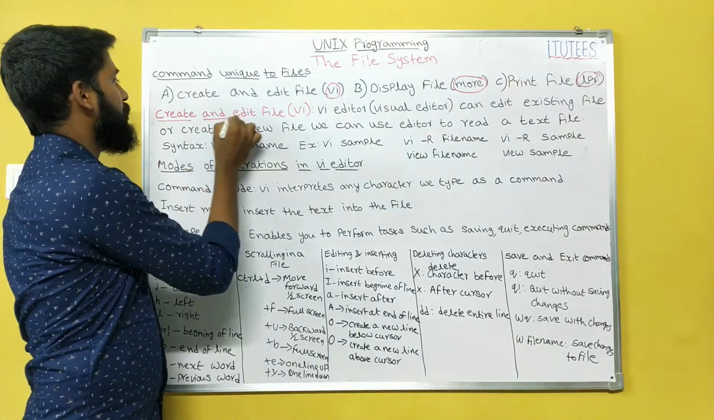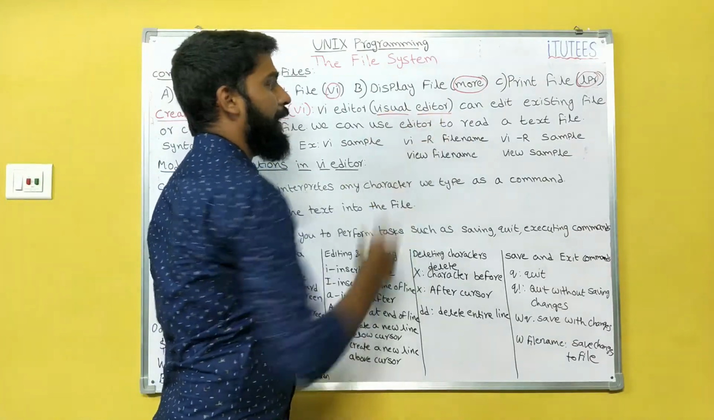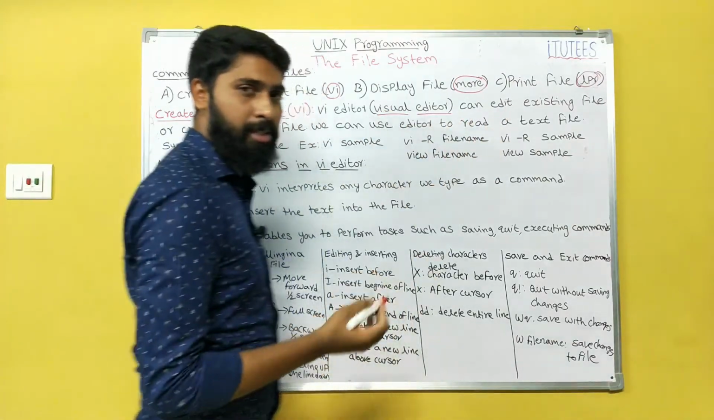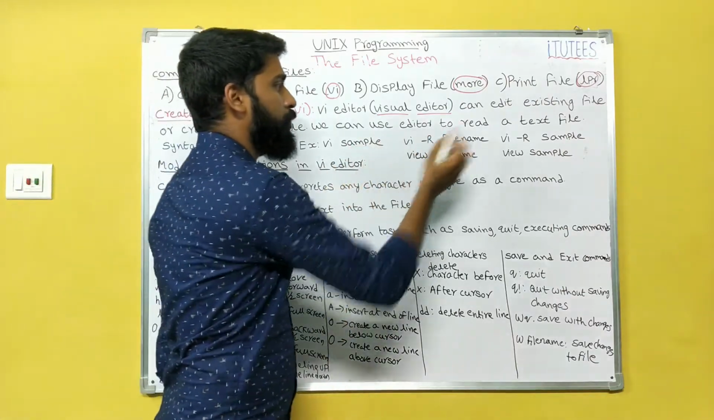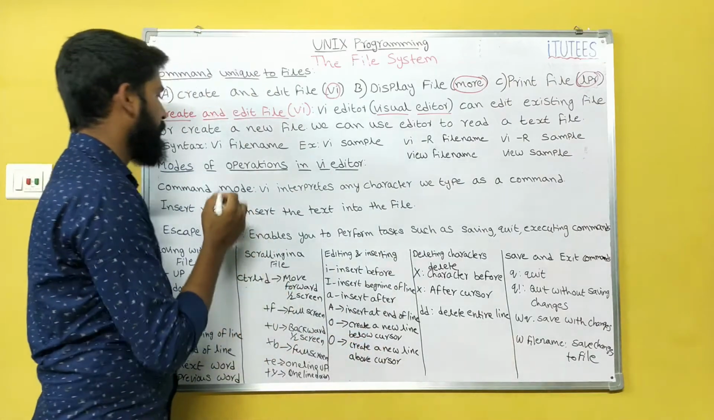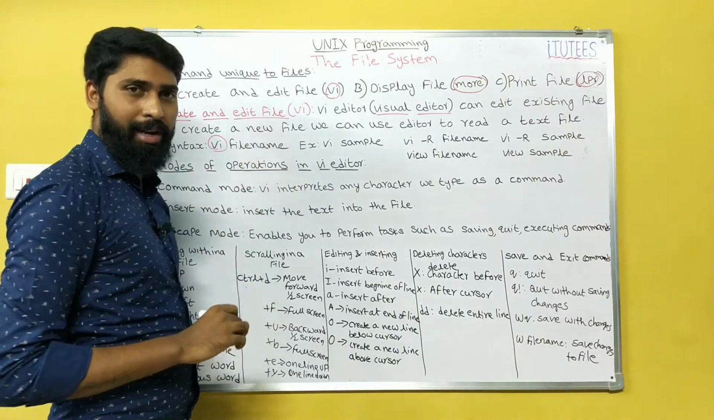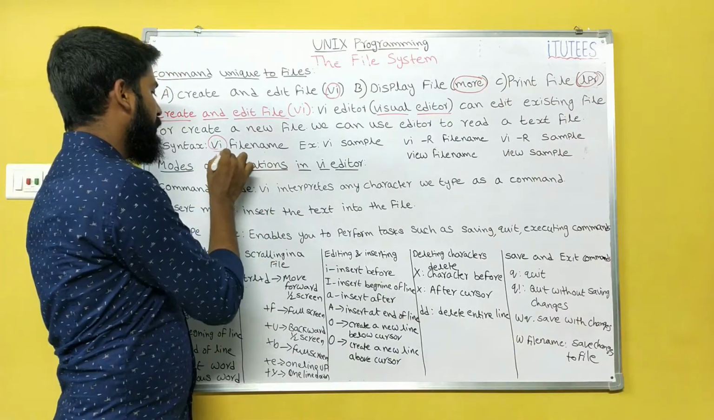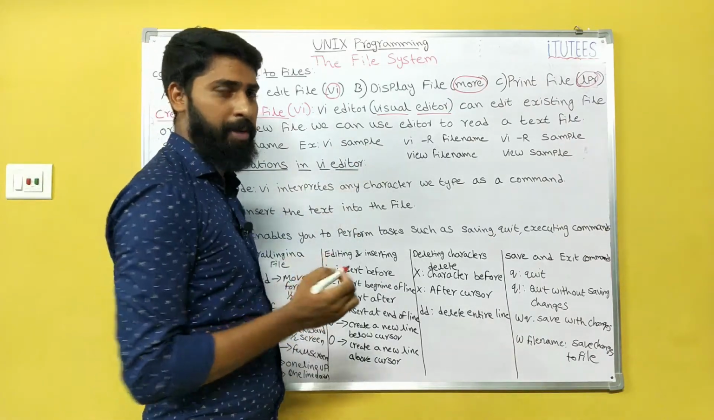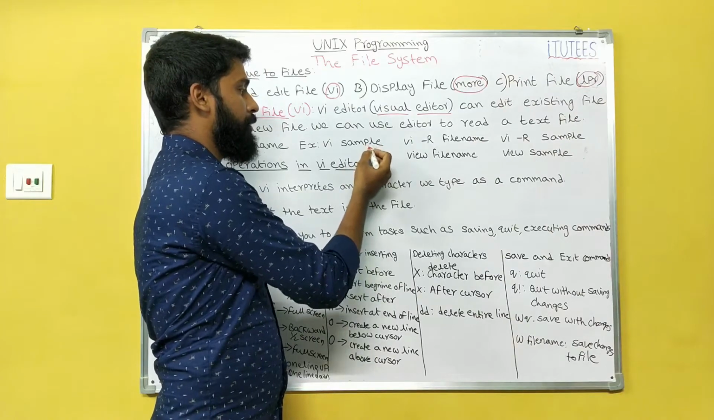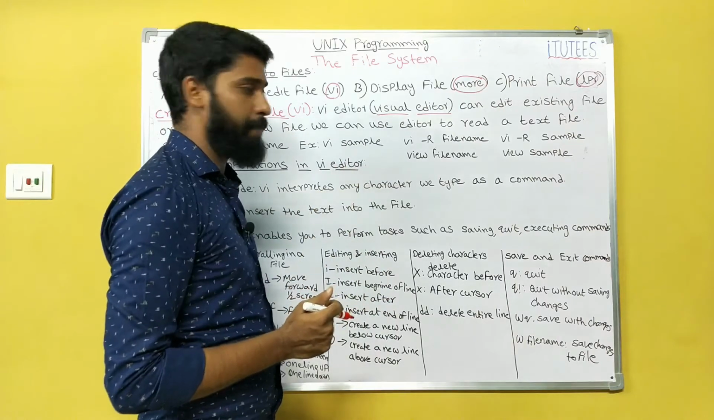The vi command is used to create and edit files. So what is vi? vi means visual editor. It can edit an existing file or create a new file. We can use the editor to read a text file also. The syntax is vi space, and you can give the file name, or you can simply use vi. For example, vi sample means you are going to create a new file with the name sample, or you are going to open the existing file sample.